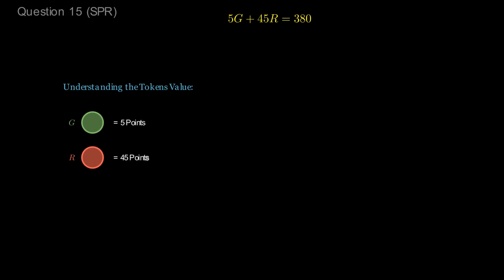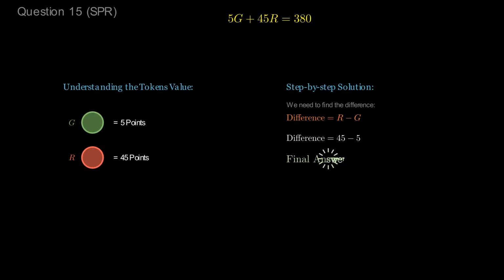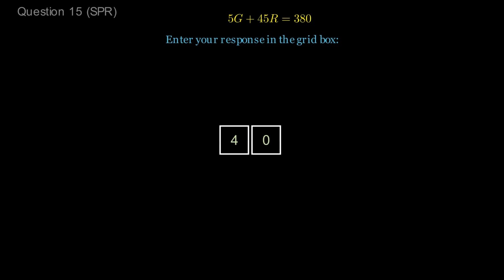On the other hand, 45 times r means that every single red token is a powerhouse giving you a massive 45 points. Let's visualize it as a red token worth 45 points. Now, the equation isn't asking us to find how many tokens there are. It simply asks how many more points a red token is worth than a green token. Looking at our visual tokens, this is a pure comparison of their face values. We take the value of the red token, which is 45, and subtract the value of the green token, which is 5. 45 minus 5 gives us exactly 40. So, without solving any complex system, our conceptual grid answer is 40.